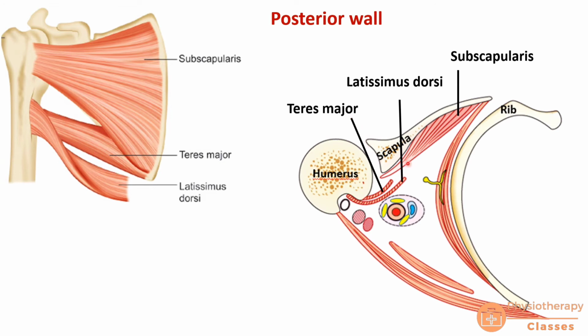Posterior wall, repeating last time, the muscles which will be forming the posterior wall are subscapularis, teres major and latissimus dorsi.